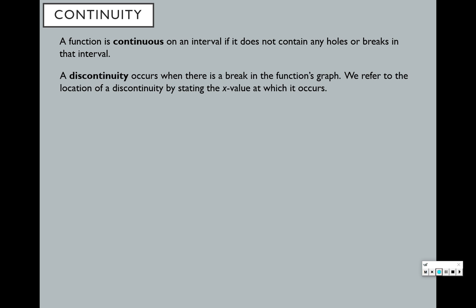So a discontinuity occurs when there's a break in the function's graph. We refer to the location of the discontinuity by stating the x value. And again, we state the x value because there's a very good chance we're not going to use x, we're going to use time, and so we want to know when the discontinuity occurs. Now this is very related to the restrictions from last year. X can't equal 4 or something like that. And so we'll find out more.